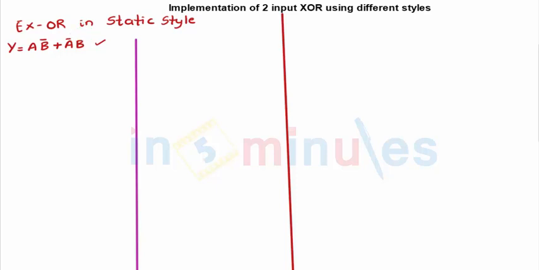So for that, I'm going to do this. See if it makes sense to you. A B bar plus A bar B, and I'm going to put a double bar. Double bar means A double bar is equal to A only. So this is exactly the same thing which I have written. There's no change at all.